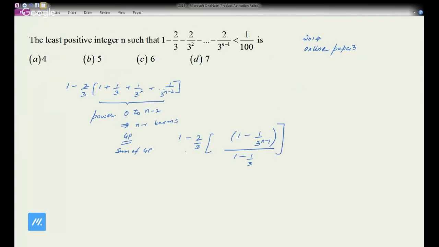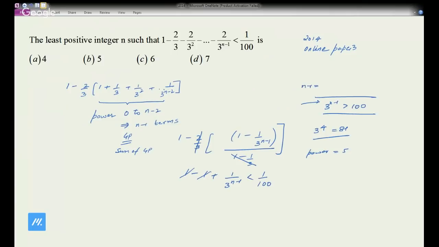So this is this, and 2 by 3 gets cancelled out with this, because this will be 2 by 3. Can you see how easy the calculation was? This also gets cancelled out. We're left with 3 raised to power n minus 1 greater than 100. The minimum value of n: we know that 3 raised to power 4 is 81, so we need the power to be 5. n minus 1 should be equal to 5, so the least value of n should be 6.